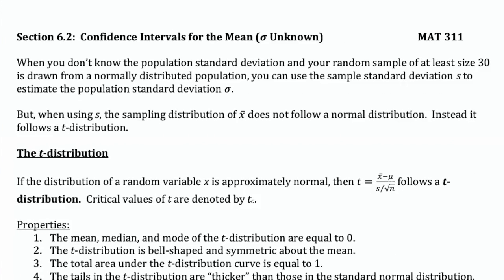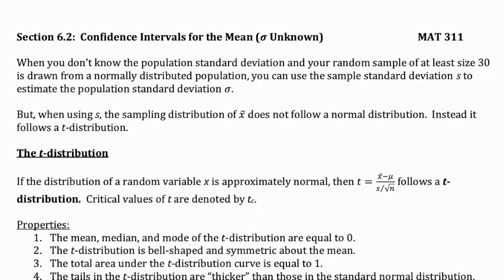In the last section, we learned about margins of error and confidence intervals for the mean, and that was assuming that you knew the population standard deviation. We're now going to look at how to establish those confidence intervals when the standard deviation for the population is not known. As long as your random sample is at least of size 30, or is taken from a normally distributed population, you can use the sample standard deviation to estimate the population standard deviation. So we would use the sample standard deviation as our point estimate.